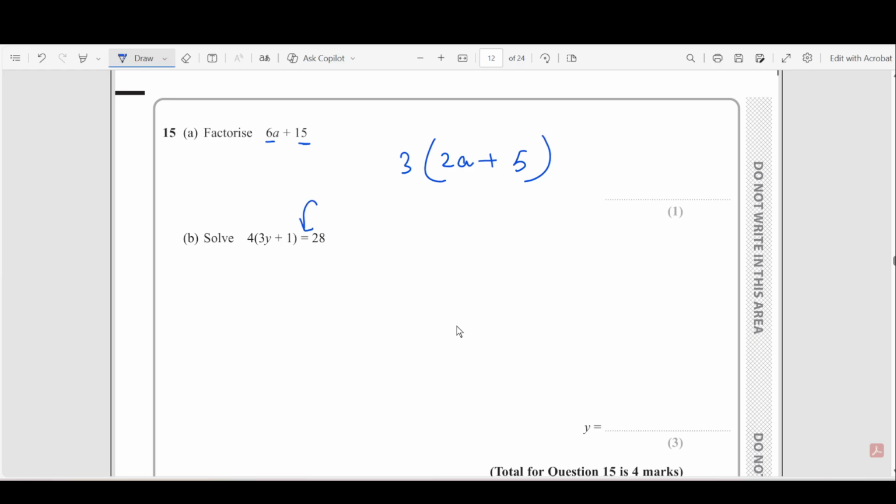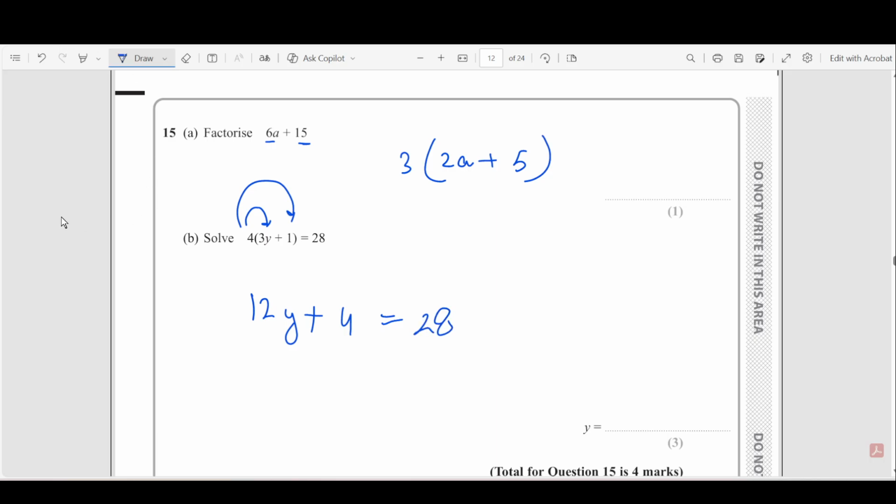For the second one, this is an equation and that was an expression. Equation means we have an equal sign here. In an expression, there is no equal sign. Okay. So first of all, we have a bracket. Whenever we have this form, we use the distributive property. Multiply this with this. 4 times 3, 12y. Then we have plus 4 times 1, 4, is equal to 28.